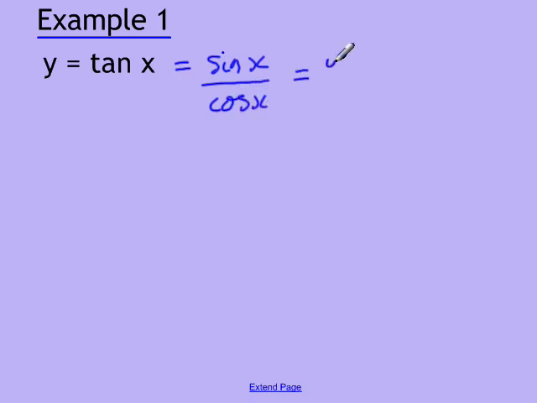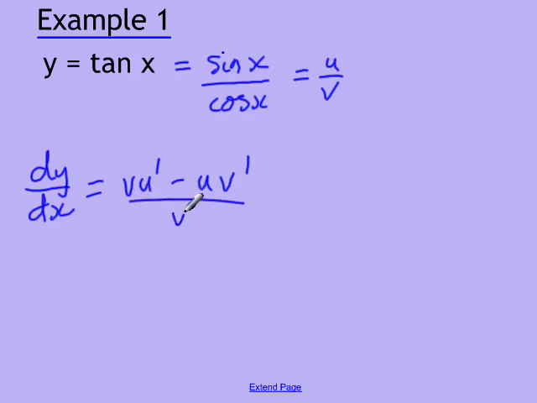So that's going to be our u over v. Why not have a go yourself? Pause it and then you can see how I do it. dy by dx equals, always write out your formula first, vu' minus uv' over v squared, with the minus in.